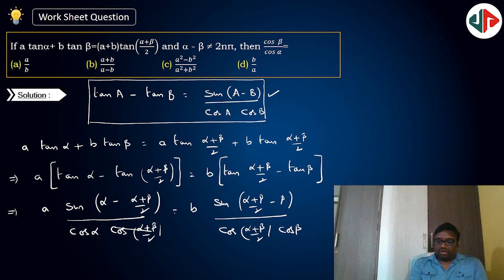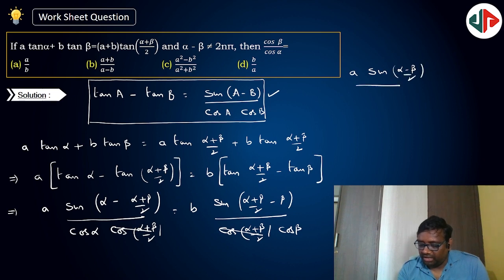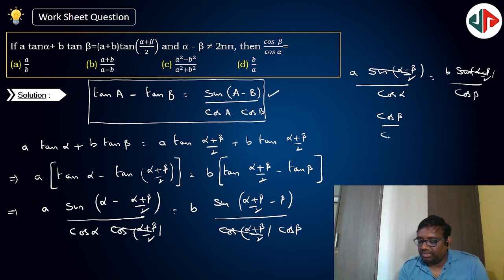Now clearly cos of (alpha plus beta)/2 will be cancelled. If you simplify, it becomes A times sine of (alpha minus beta)/2 by cos alpha, B times sine of (alpha minus beta)/2 by cos beta. So both will be cancelled. I want cos beta by cos alpha. Cos beta by cos alpha is equal to what we'll get? B by A only. So that is your answer.